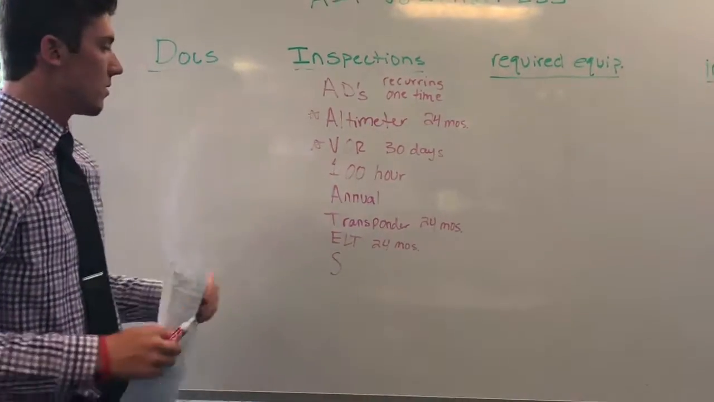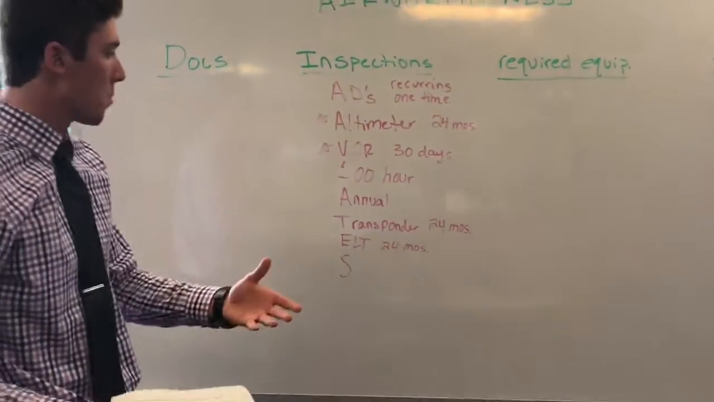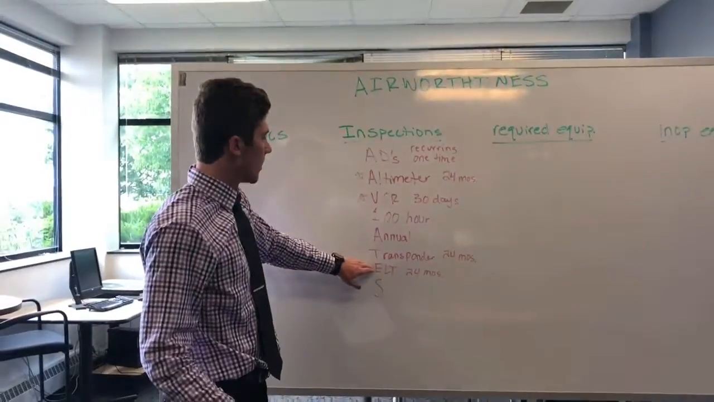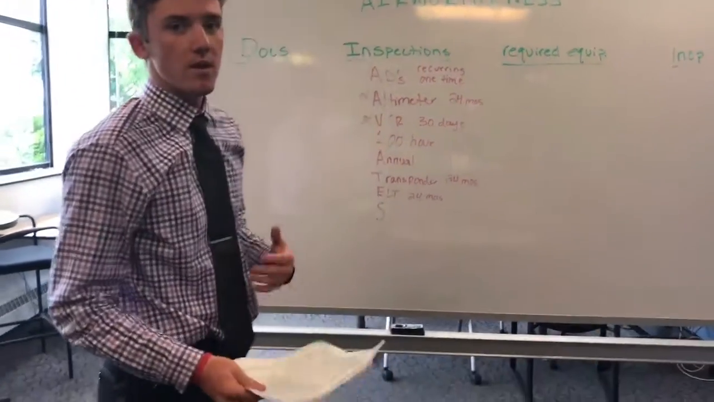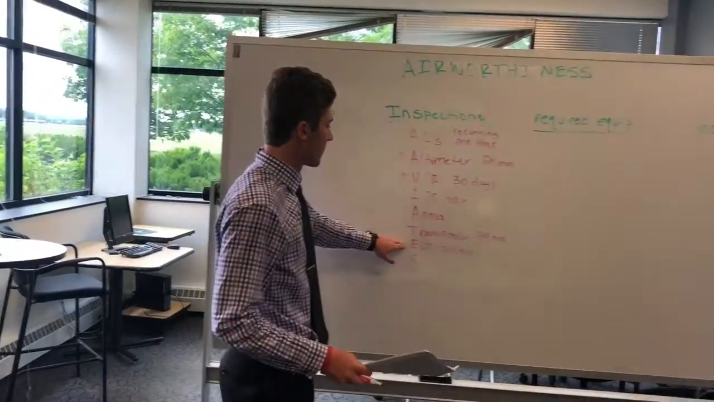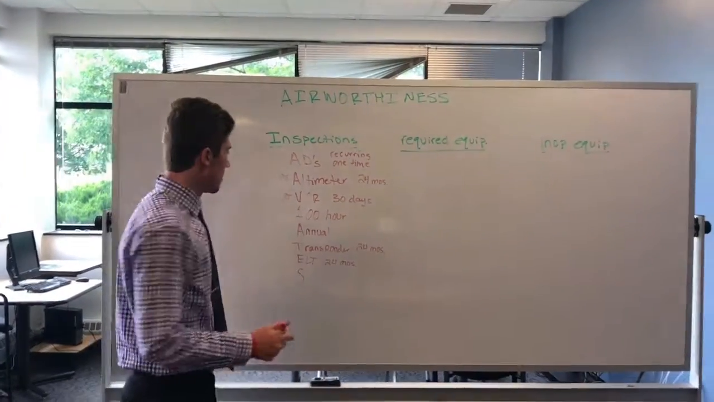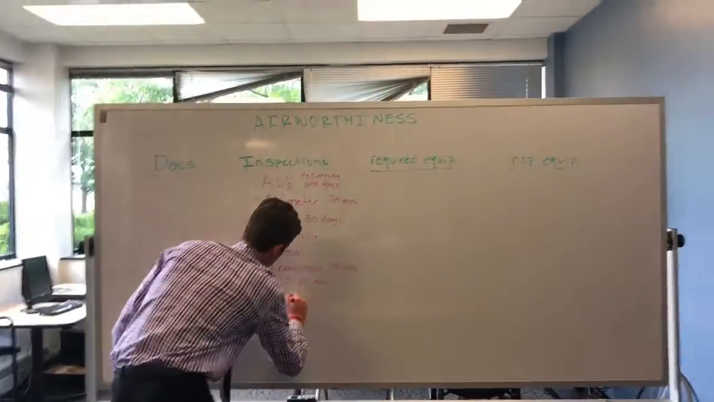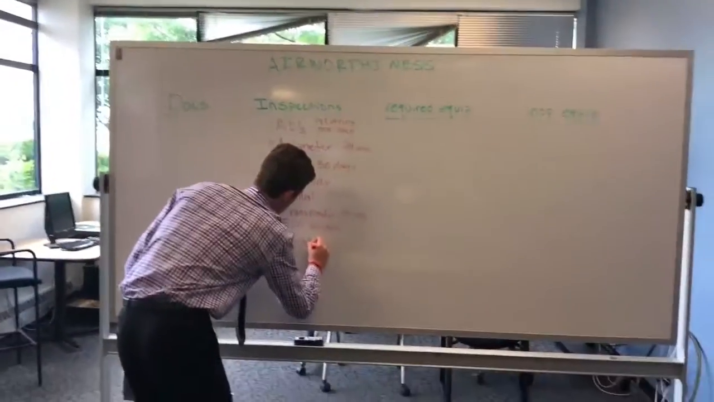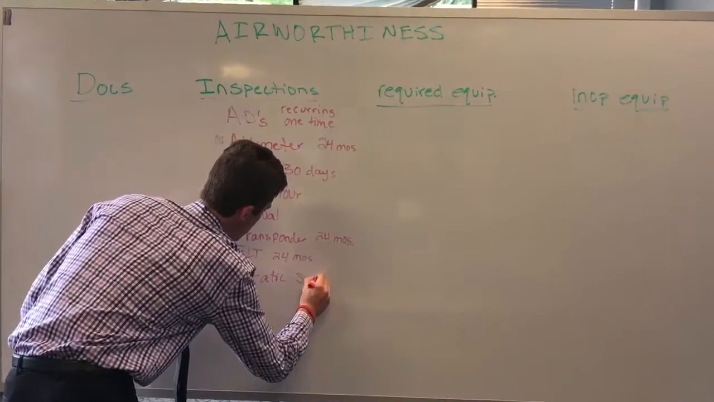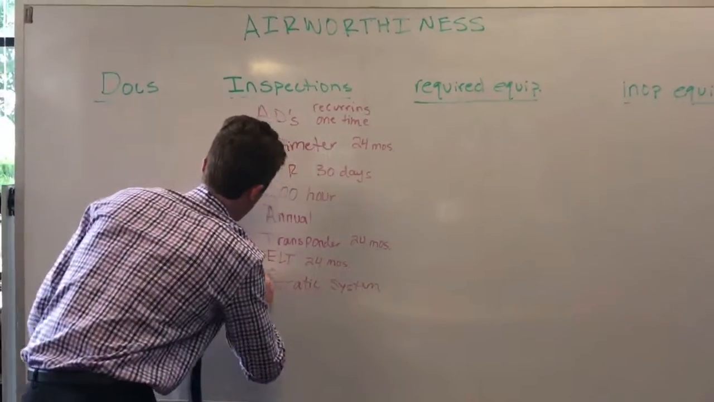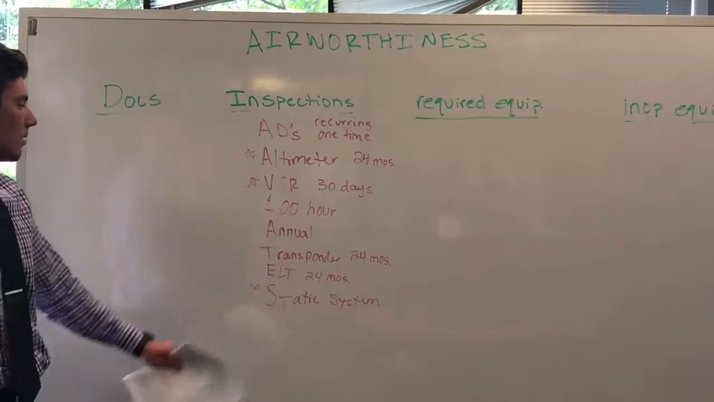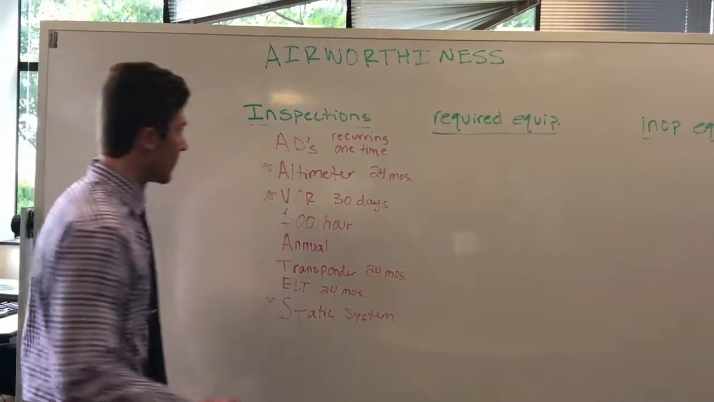Now, if the ELT has been used for an hour, or has been used for 50% of its battery life, it does need to be inspected after that and replaced. And our last one is the static system, which kind of goes along with the altimeter. That is also an IFR inspection that we need to have done.